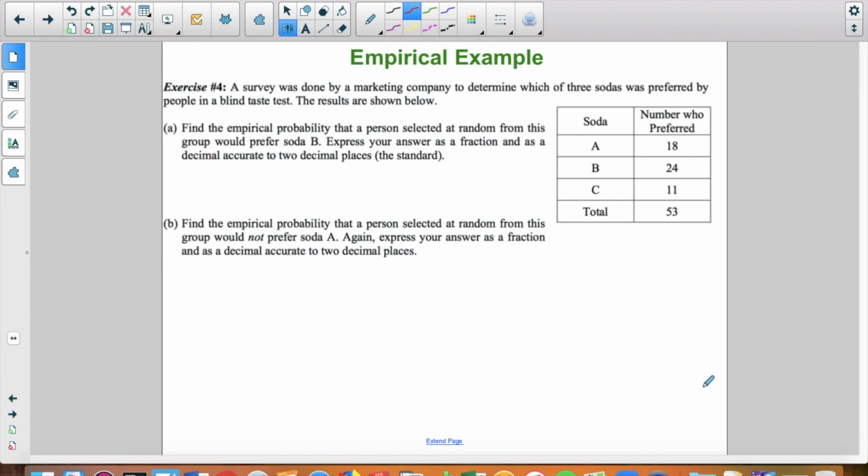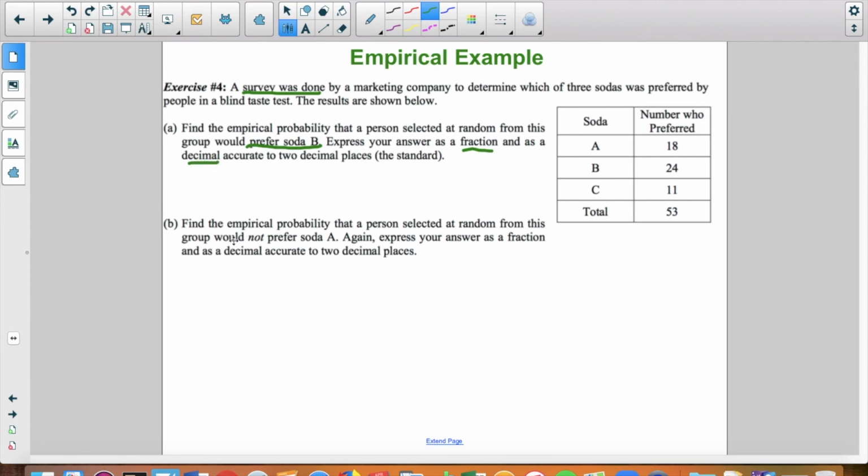Now an empirical example. Remember, empirical is based on an experiment. So this says, a survey was done by a marketing company to determine which of the 3 sodas was preferred by people in a blind taste test. The results are shown below. So since a survey was done and data was collected, that's what makes it empirical. It says, find the empirical probability that a person selected at random from this group would prefer soda B. Express your answer as a fraction and as a decimal.